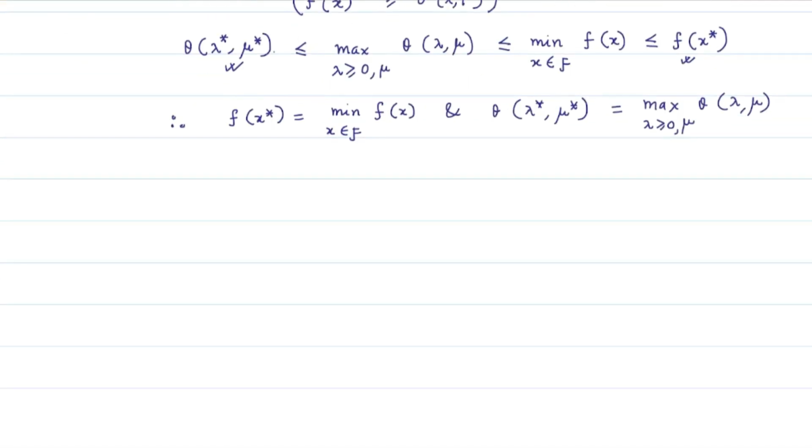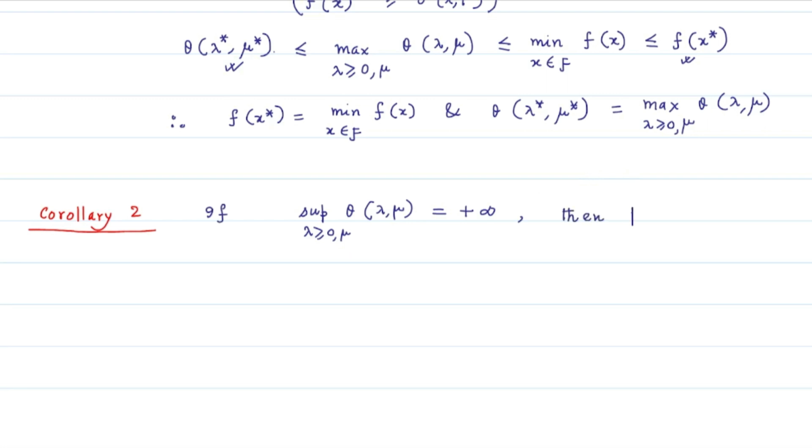Now as a next corollary, I would like to inform you that if the dual problem is unbounded, by that I mean if the supremum value of the objective function of the dual in the feasible set of the dual is positive infinity, then we can show that the primal problem has no feasible solution, no feasible point. The feasible set is empty.